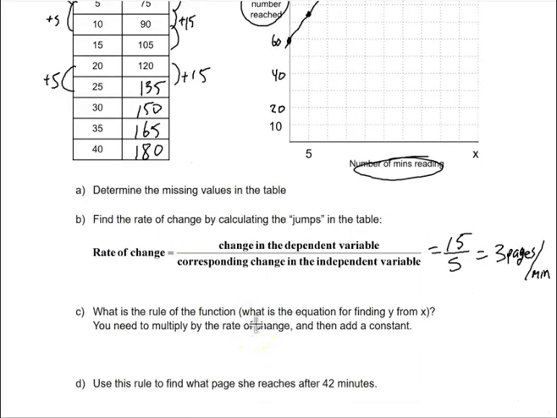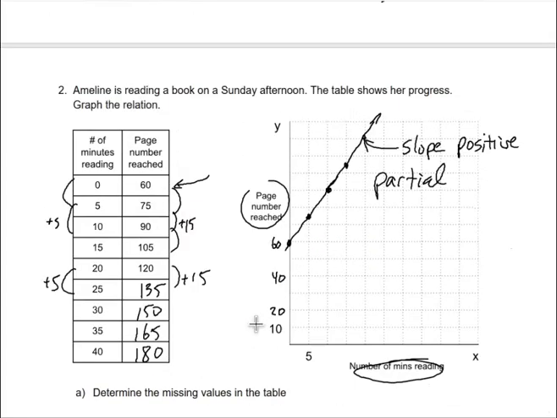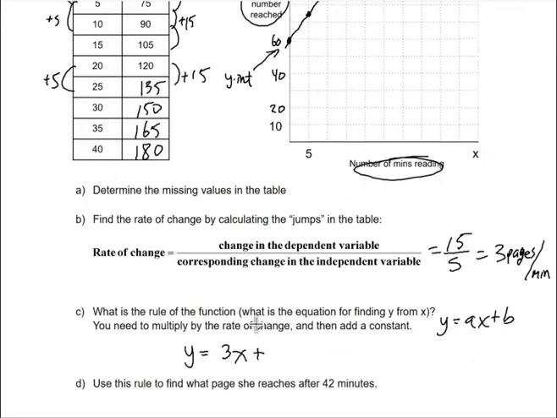Oh yeah, what is the rule? The rule is going to be y equals ax plus b, and the rate of change is the a, so that's going to be 3x plus the b, the y-intercept, which is where it hits the y-axis. In this case, the y-intercept is going to be 60, so it's 3x plus 60.